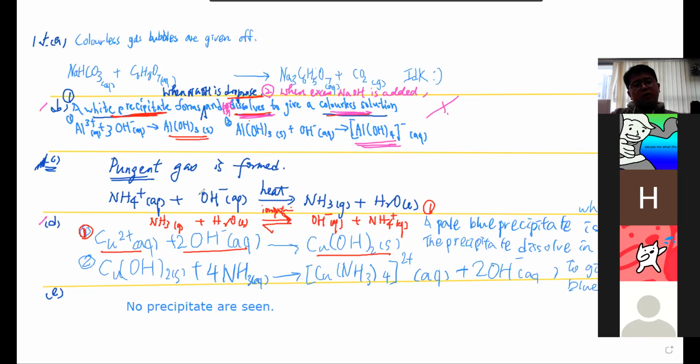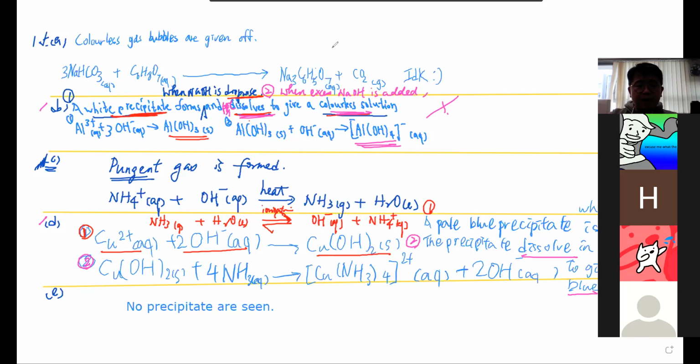So here comes this one. And the second part is used to describe this one. How they will form a precipitate and dissolve in excess ammonia to give the deep blue solution. Yes, that's right. So perfect for D part. That is correct. Questions?